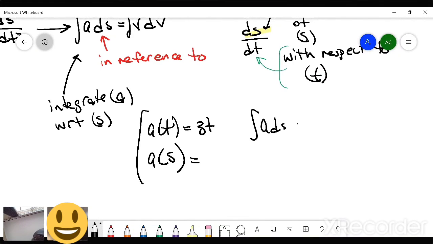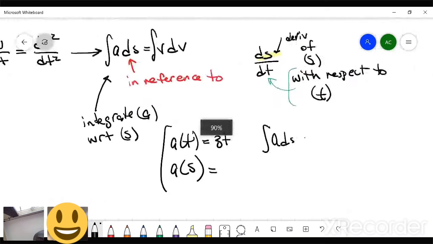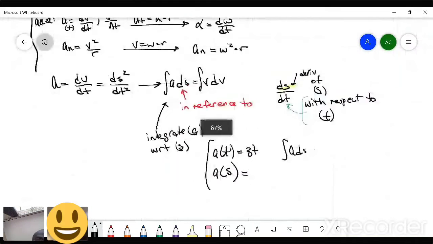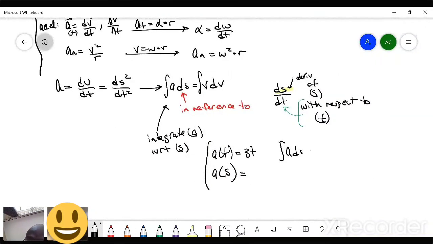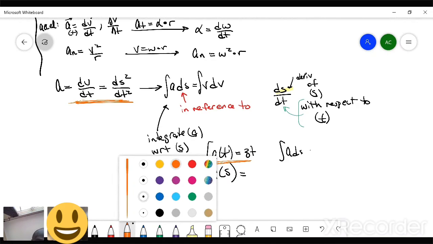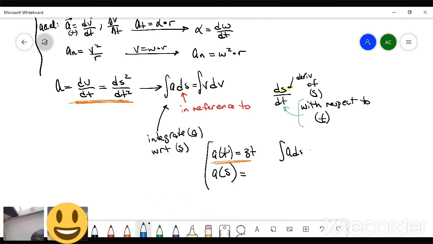If a is in terms of t, then you're going to use these guys, right? If a is in terms of s, then you're going to use this guy. So what happens is, let's say a was equal to 3s squared plus 2s plus 4.